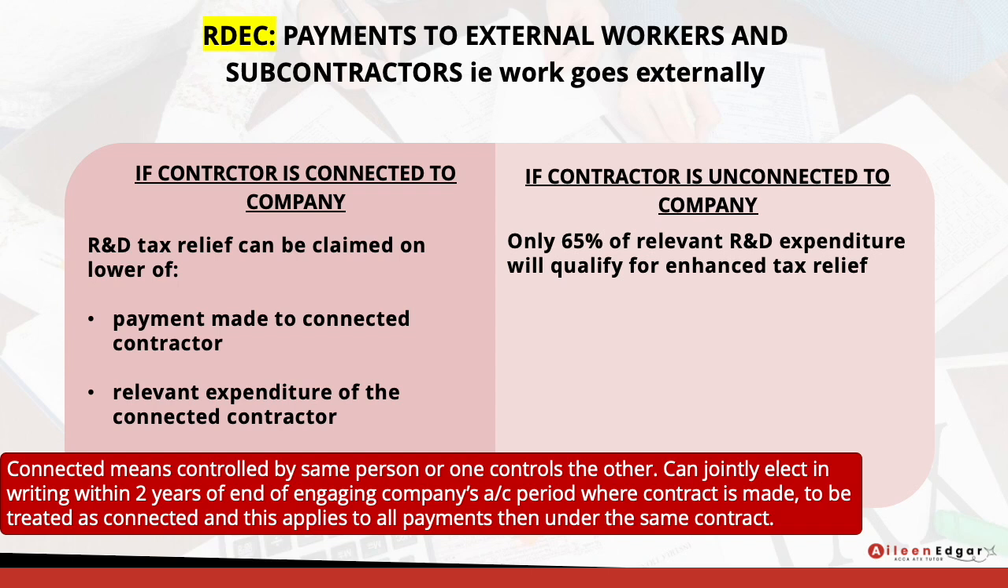They can jointly elect in writing within 2 years of the end of the engaging company's accounting period where the contract is made to be treated as connected, and this would apply to all payments then under the same contract.